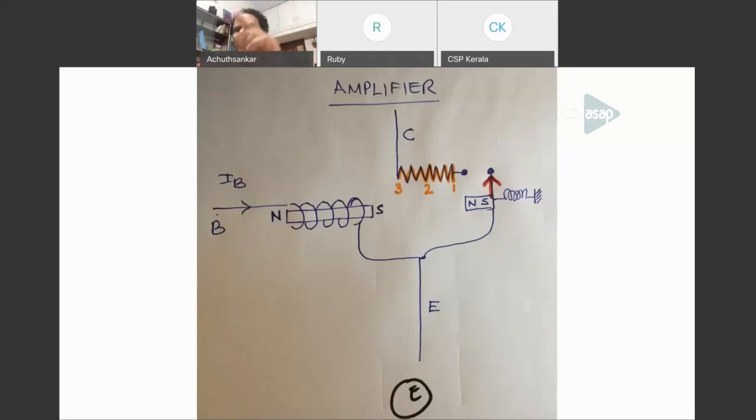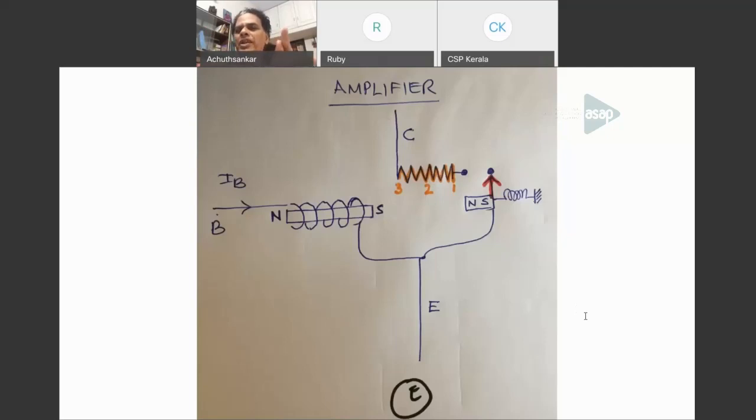So for the positive cycle, it is possible for you to send a signal to the base and get a similar shaped but stronger signal. How strong? That you can decide. You can decide that by fixing the collector emitter circuit and the transistor accordingly.